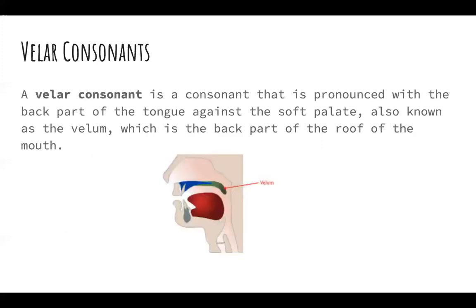First, I'm going to talk about velar consonants. A velar consonant is a consonant that is pronounced with the back part of the tongue against the soft palate. This is also known as the velum, which is the back part of the roof of your mouth. I chose this picture because the red arrow is pointing to where the velum is. You can see how it's in the back of the top of your mouth.